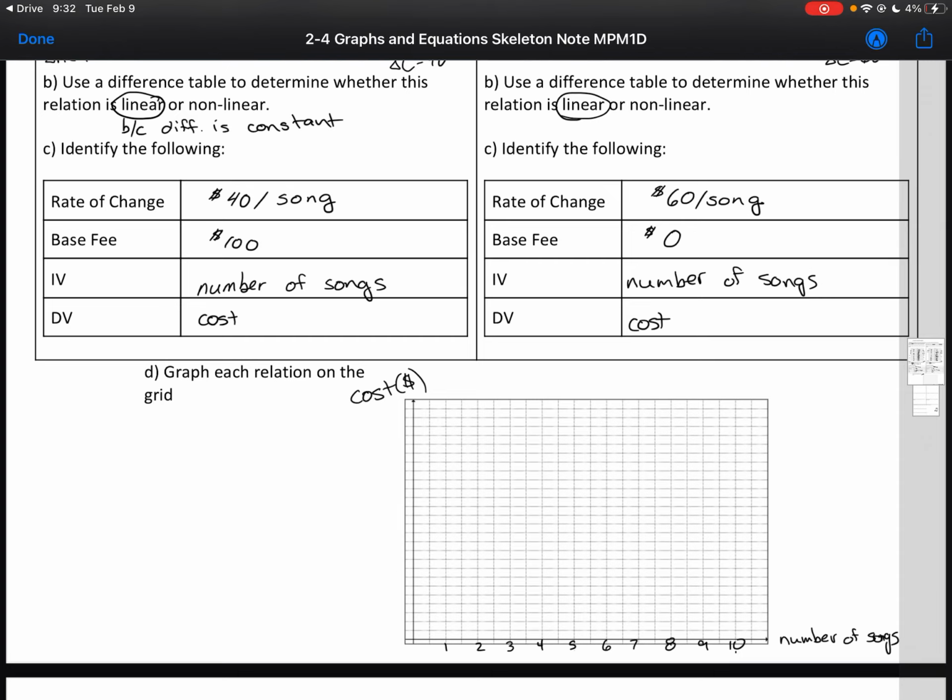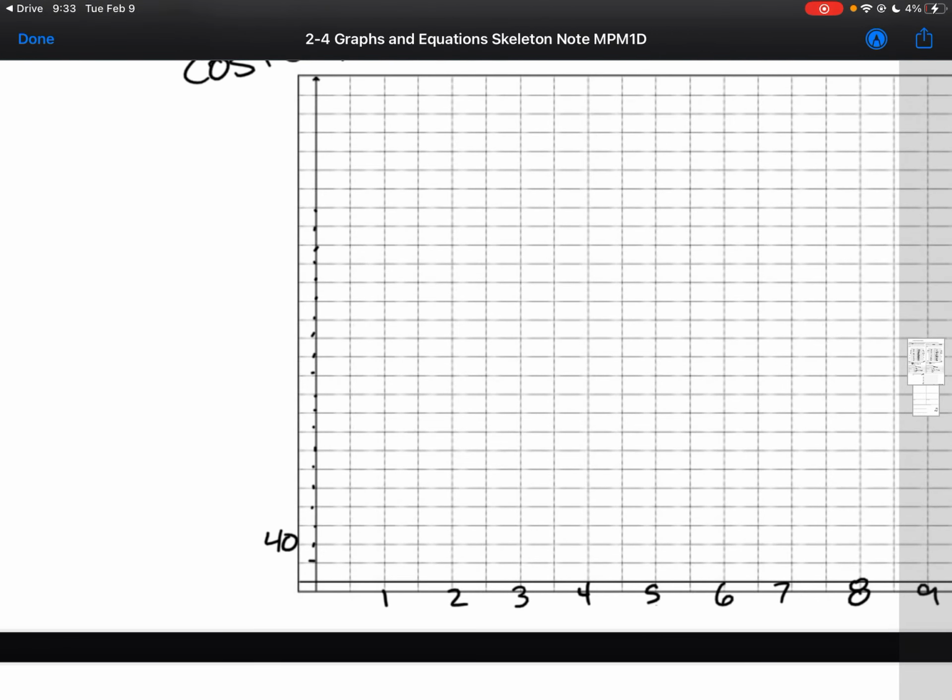Then on the left-hand side, let's see, if I go up by 20, 40, 60, 80, 20, 40, 60, 80, 20, 40, 60, 80, oh perfect, I can fit those on. So I'm going to go up by 20s, and I am just going to write my numbers every other line here.